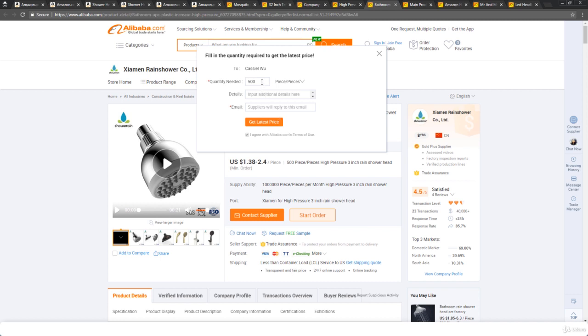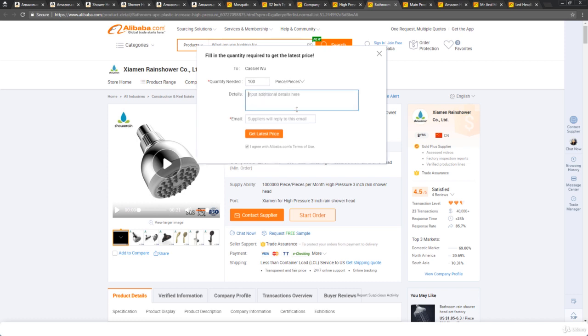You can do that. Quantity needed. I'm just going to put 100 in here. Input additional details here. So this is where you can again use the template that's on the PDF handout. It doesn't really matter whether you use this form here or whether you use this form here.